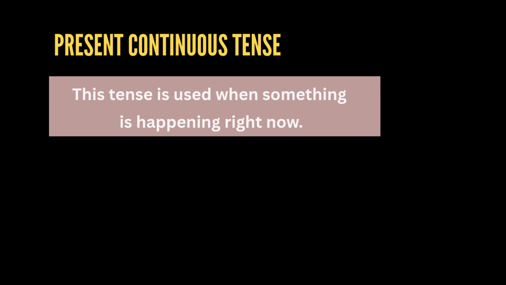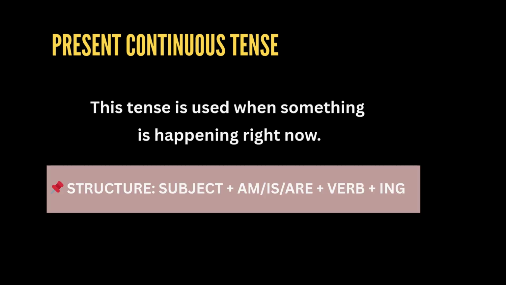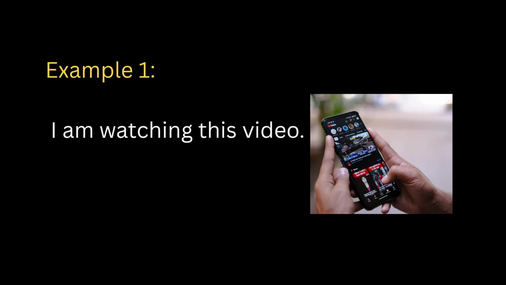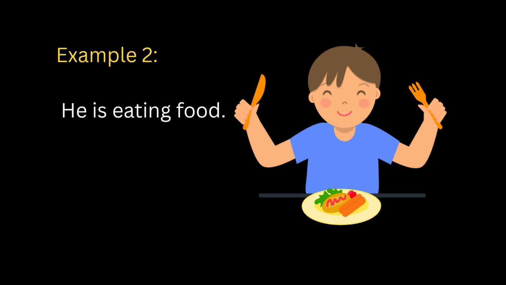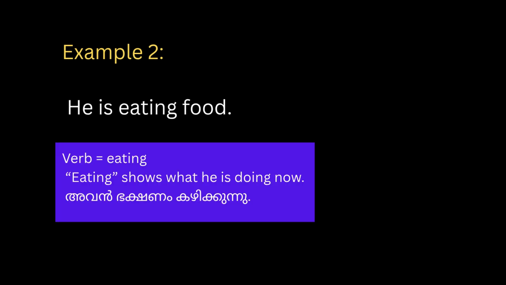Second one is present continuous tense. This tense is used when something is happening right now. Structure: subject plus am or is or are plus verb plus ing. Example: I am watching this video. Verb is watching and this action is happening now. Another example: he is eating food. Here verb is eating. Eating shows what he is doing now.